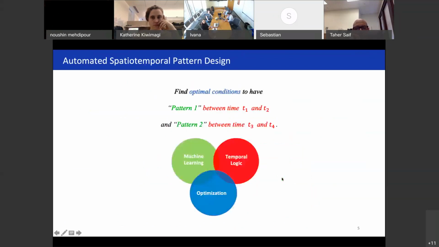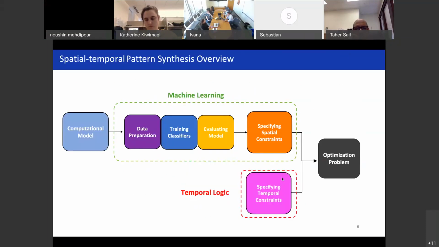The way that we formulate this problem is through optimization. We think of this problem as an optimization in which we can use machine learning techniques for defining what the desired patterns are. We are also using a logic called temporal logic, which allows us to add constraints on the timing of the patterns. What we need to start our work is a computational model, which we usually get from our collaborators. Then we provide the data for the machine learning tool and the temporal logic, and formulate and solve the optimization.